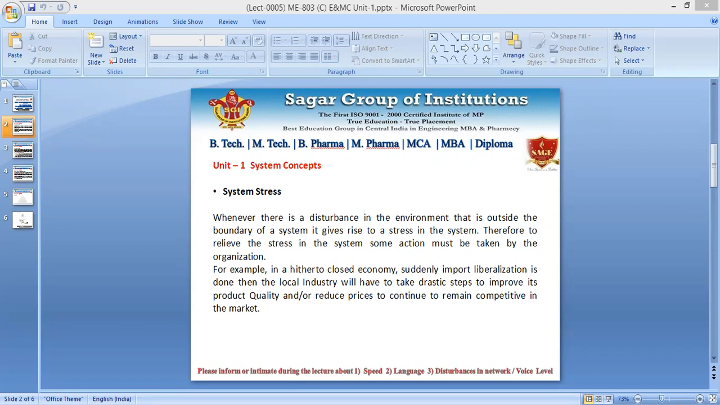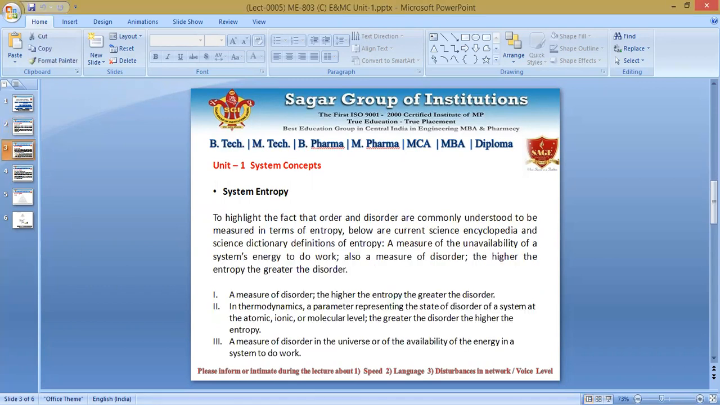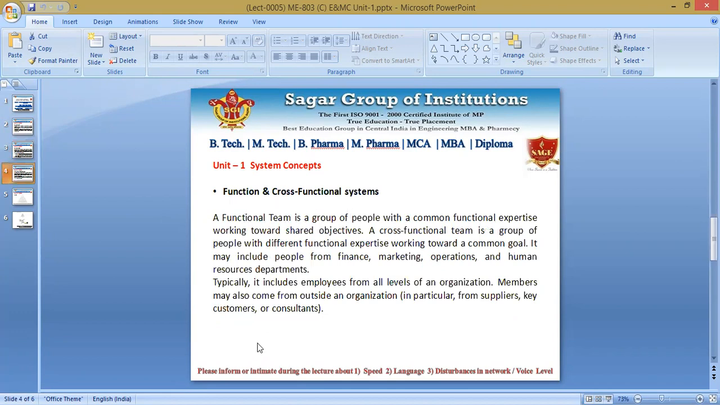Likewise, the value of that entropy has to be measured, and that will help us reshuffle things on the internal side. Then comes, we have seen system entropy, then comes the functional and cross functional systems. Now what are functional and cross functional systems?